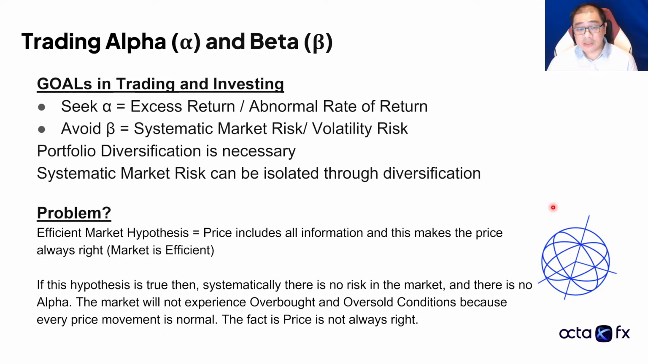Okay, and that's why we talk about portfolio diversification. It becomes necessary when you start investing and trading for the long run, because we're going to talk about diversification during the risk management webinar, but it's basically trying to avoid systematic market risk that can be isolated through diversification. When we talk about systematic market risk, we talk about inherent risks in the market. You know, what goes up needs to go down. Very simple logic in physics, right?